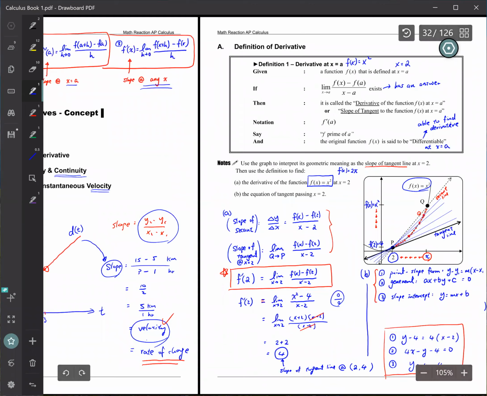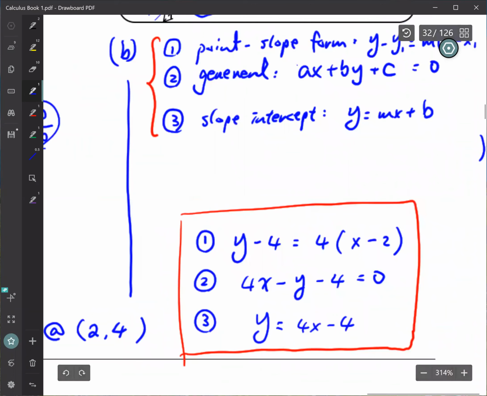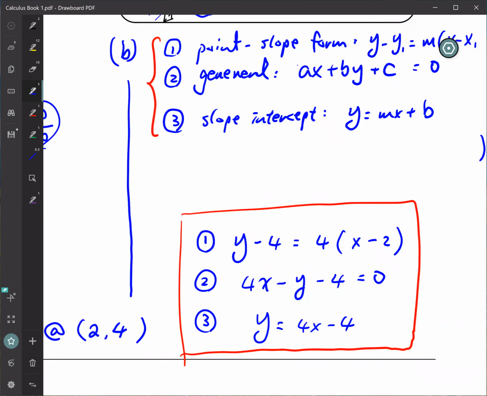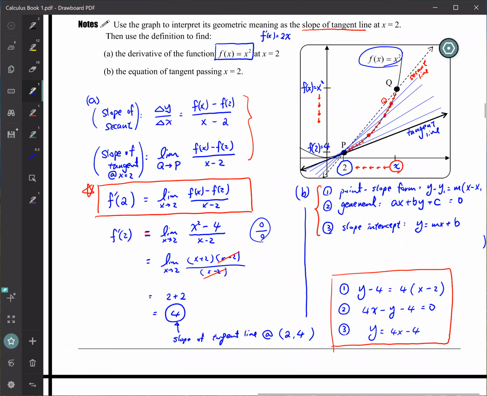Right? Page 27. Okay. We have three equations, right? We have point slope form, general form, slope y intercept form. Oh yeah. So you got to find a point. You got to have a point. You got to know the slope. And to find the slope, you use prime.